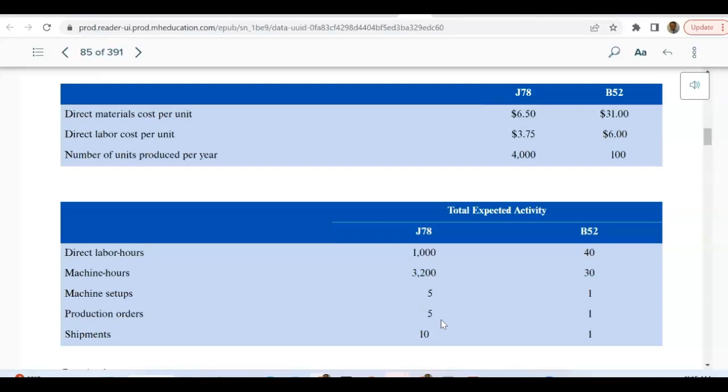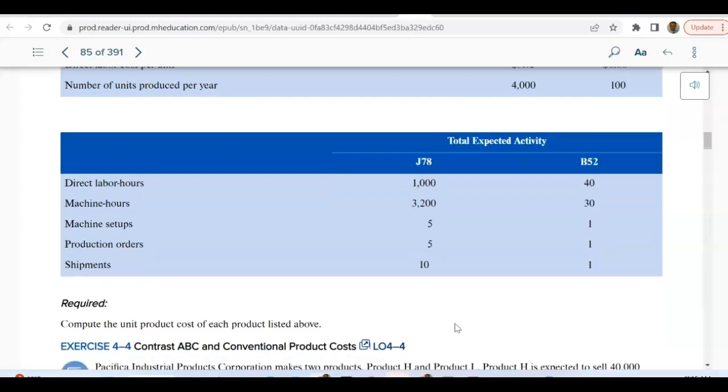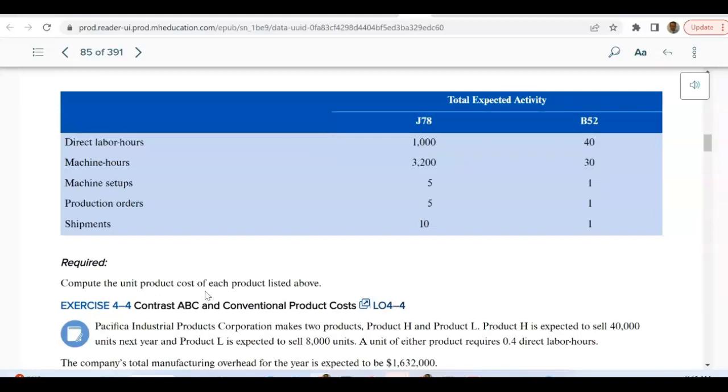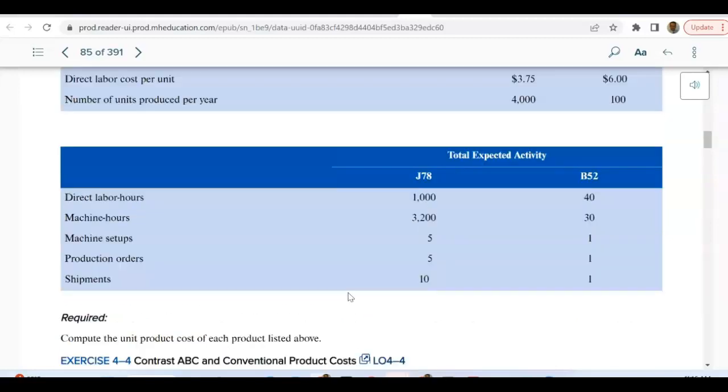Production orders, for J78 we get about 5 orders annually, let's say. For B52 we just get 1 order. For shipment, we ship J78 10 times, but B52 we ship only 1 time. Okay, so those are things that normally happen in one period of time, let's say in 1 year, and it says compute the unit product cost of each product listed above. So using the ABC system, you now need to calculate the unit product cost.